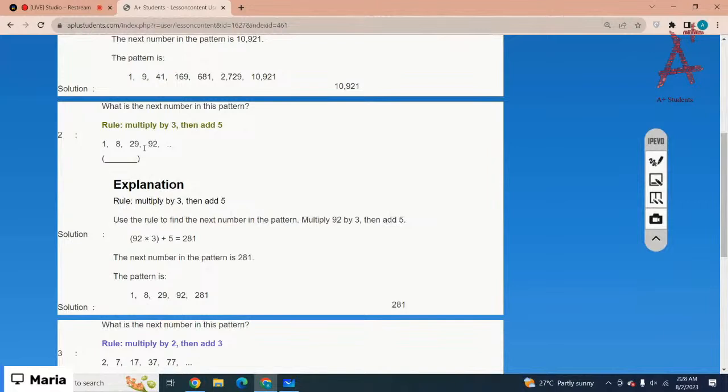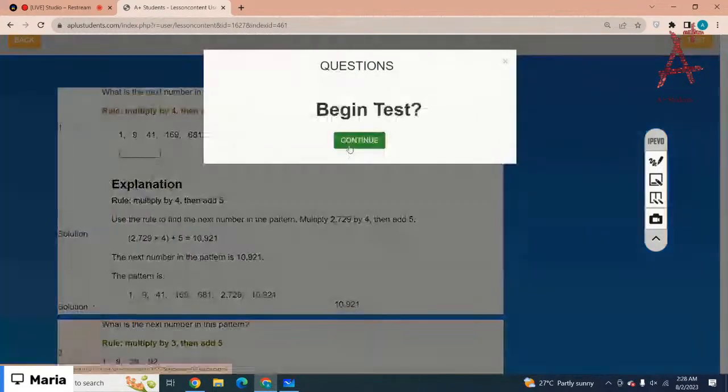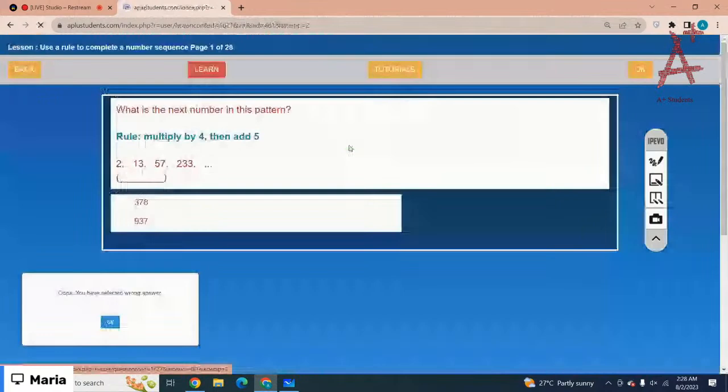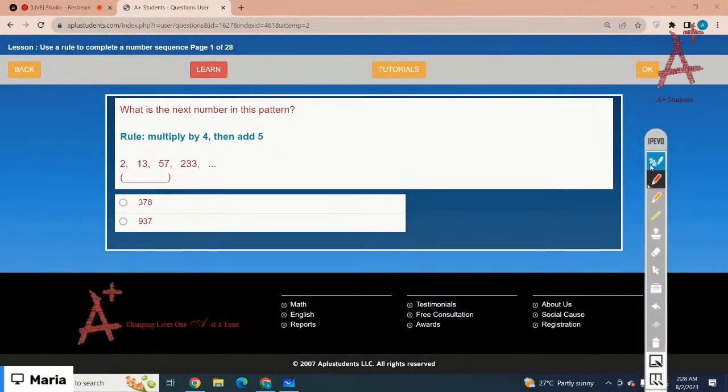Let's just start with the practice questions. Okay, what is the next number in the pattern? You can see the rule is multiply by 4 then add 5. That is the rule. That means you have to multiply the previous number by 4, then you have to add 5. So just look at 200.